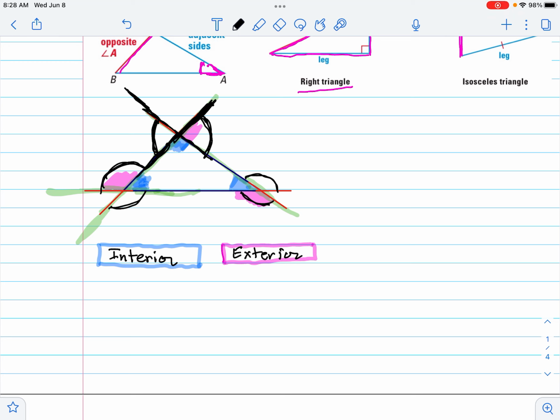Now you notice that this angle here, this one right here, and this one right here are supplementary. This angle here and this angle are supplementary. This angle and this angle, supplementary. So these exterior angles are supplementary to the interior angle that they touch. See, this pink and this blue, those measures add up to 180 because they're part of a vertical angle. So you can see every time you extend one of these sides, you get 2 congruent exterior angles.